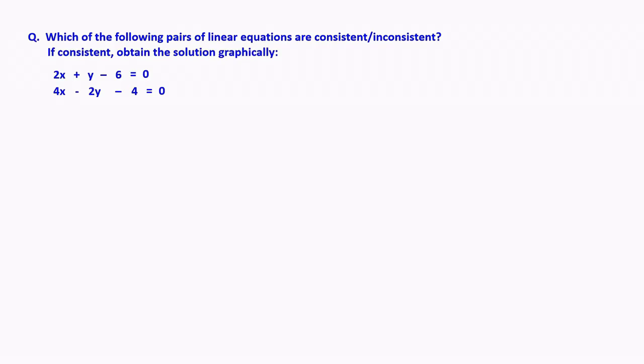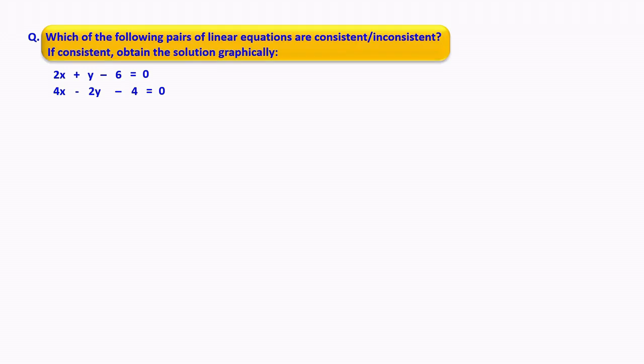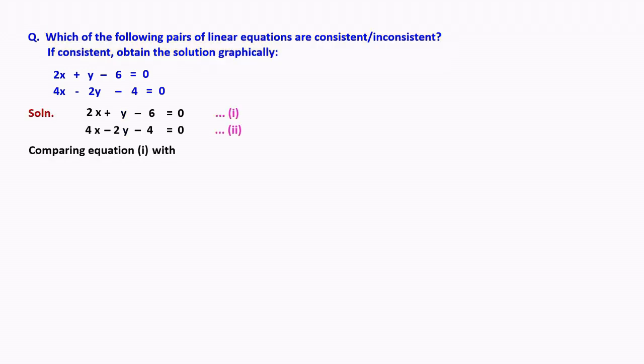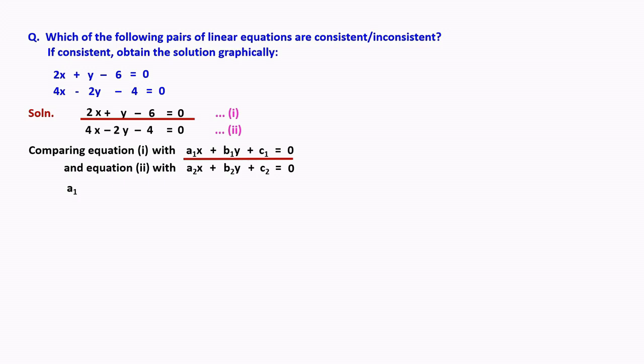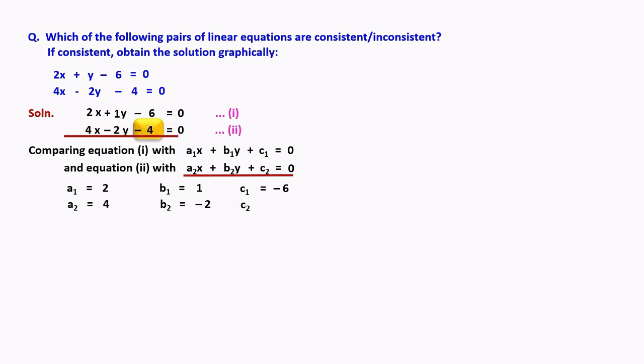Let us now solve this question step by step. We are given two equations, 2x + y - 6 = 0 and 4x - 2y - 4 = 0. First, compare both equations with the standard form, ax + by + c = 0. From the first equation, a1 is 2, b1 is 1, and c1 is -6. From the second equation, a2 is 4, b2 is -2, and c2 is -4.